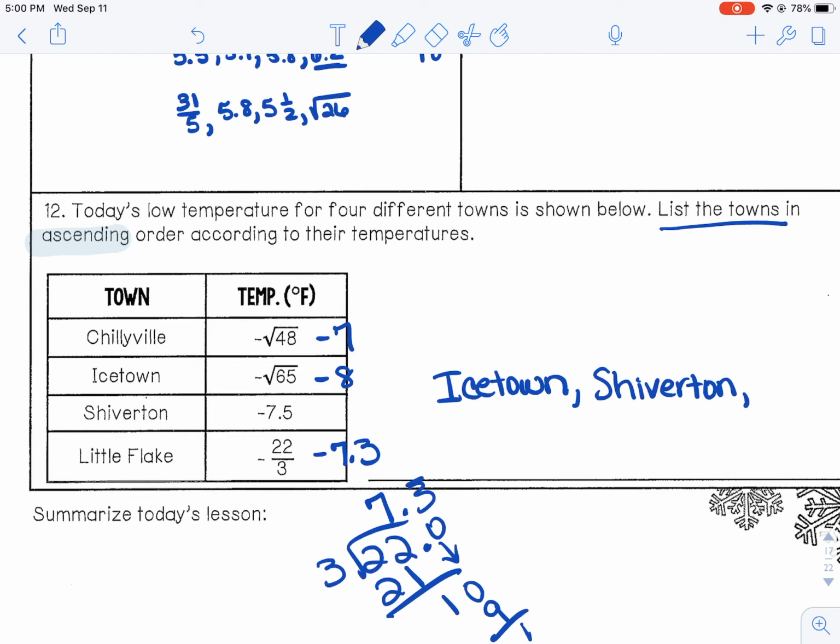Chillyville is around negative 7 degrees. Little Flake is negative 7.3. So that would make Little Flake the next one. And then the warmest out of all these would be Chillyville. It has the highest temperature.